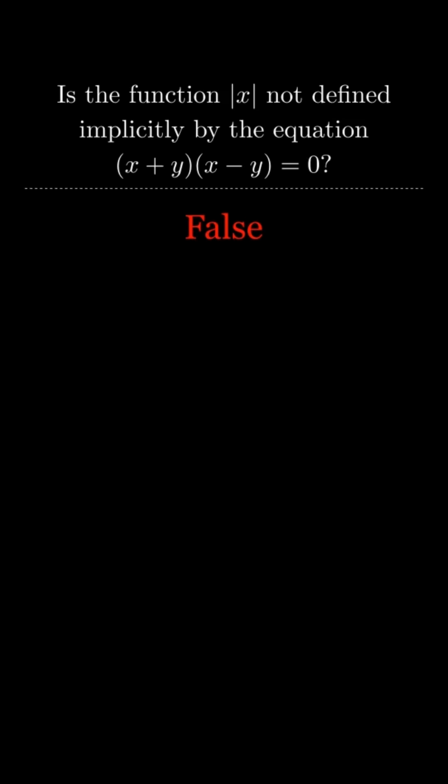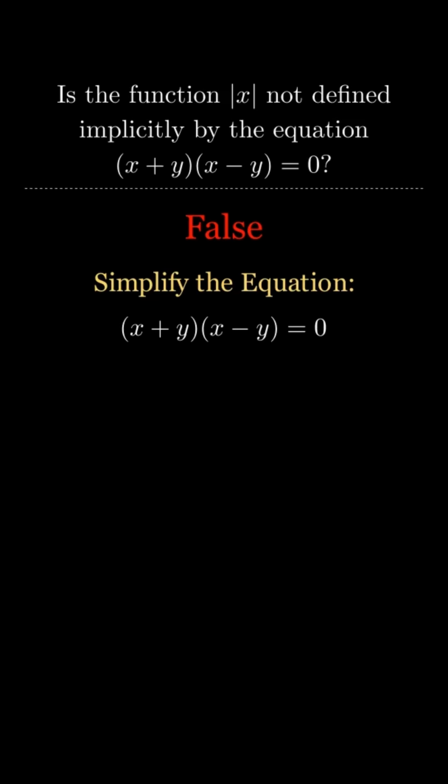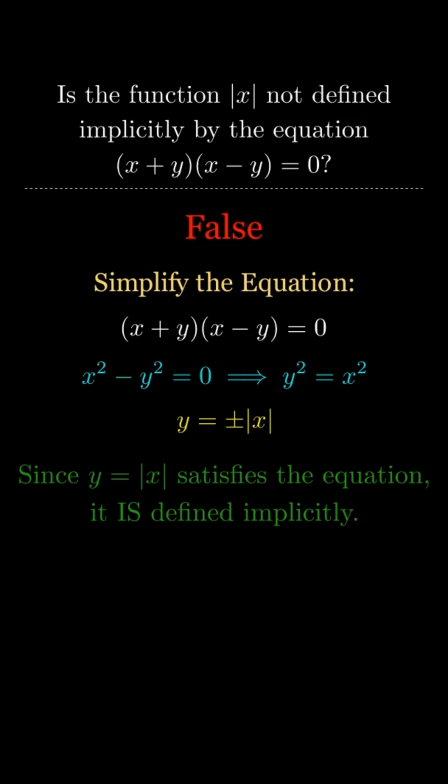We can see why by simplifying the equation x plus y multiplied by x minus y equals 0. Multiplying the terms gives x squared minus y squared equals 0, which can be rewritten as y squared equals x squared. Taking the square root of both sides yields y equals plus or minus absolute value of x. Because the function y equals absolute value of x satisfies the original relation, it is indeed defined implicitly by the equation.